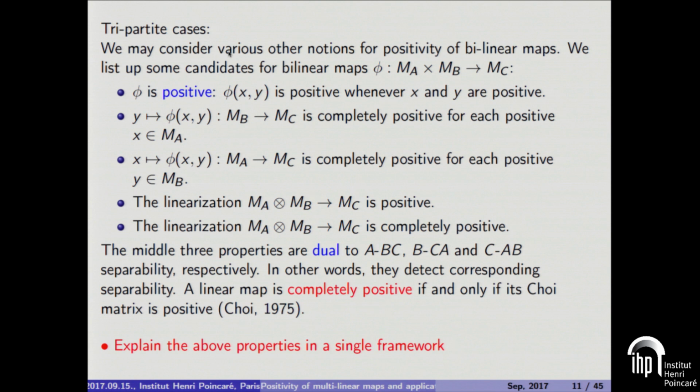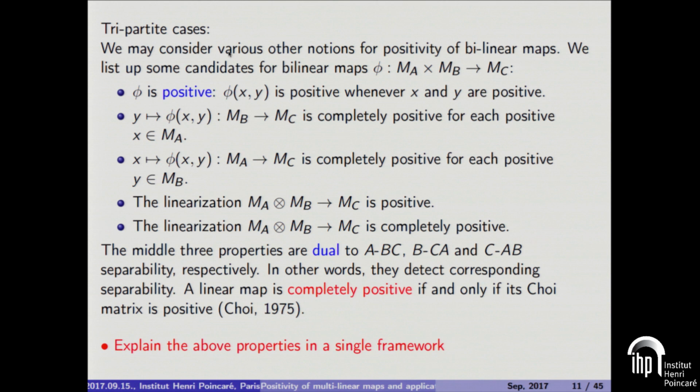Okay, then we restrict our attention to the tripartite case. Then we may consider various kinds of positivity as candidates. For example, the positivity we just defined is nothing but this one. Then for every bilinear map, we get a linear map from one system into the mapping spaces of the other places. Then the positivity requires that positive matrices go to positive linear maps. But we may require that the corresponding linear map must be completely positive.